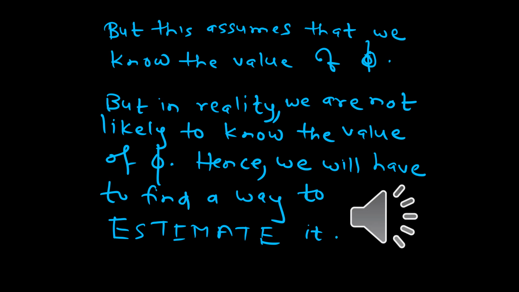In order to transform equation 1 into equation 8, we need to know the value of phi. But in reality, we are unlikely to know that value. So we will have to find a way to estimate it. In other words, we'll have to find a way of making our GLS method feasible. Hence, what we are looking for is a feasible generalized least squares estimator.